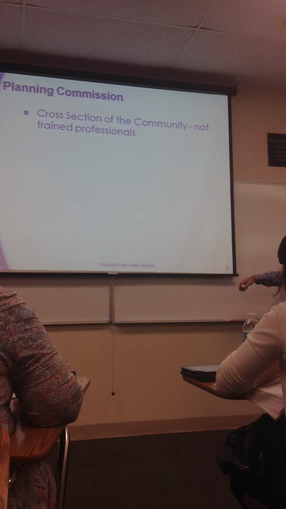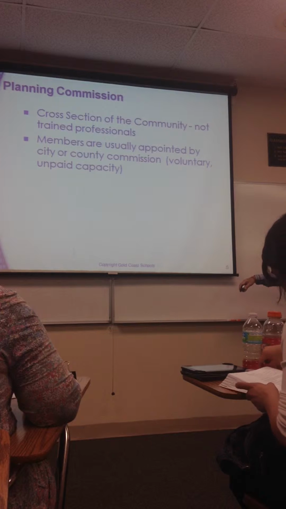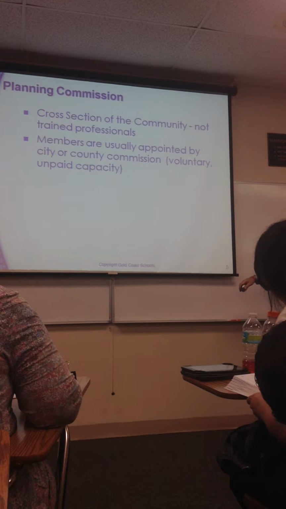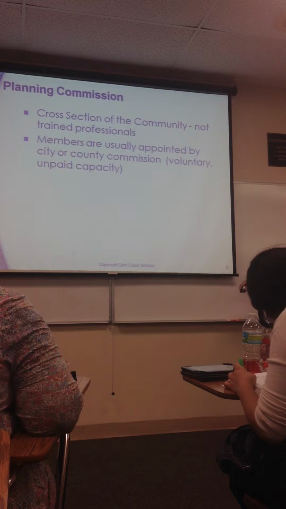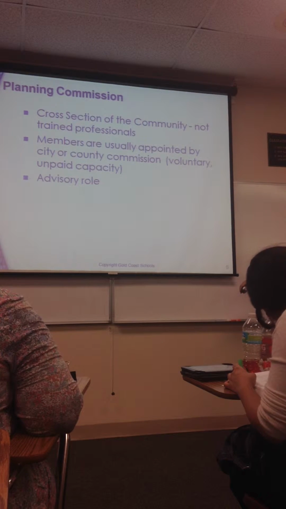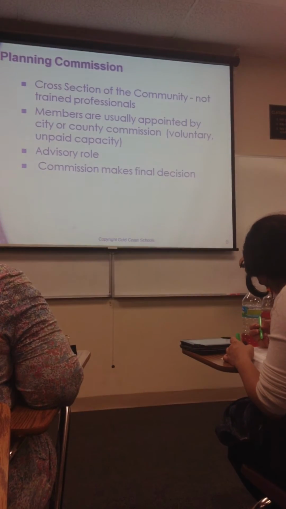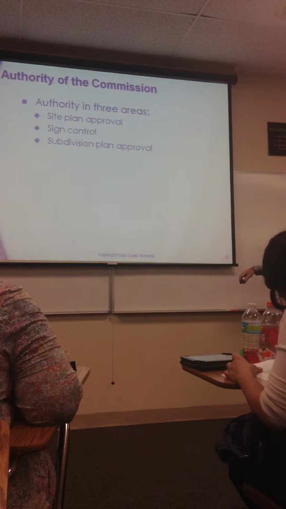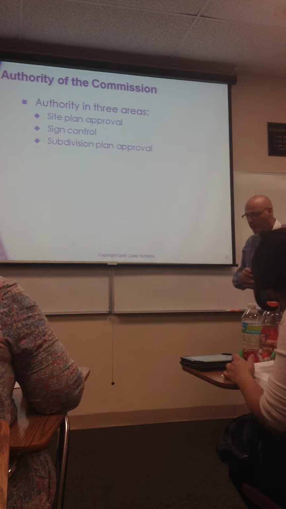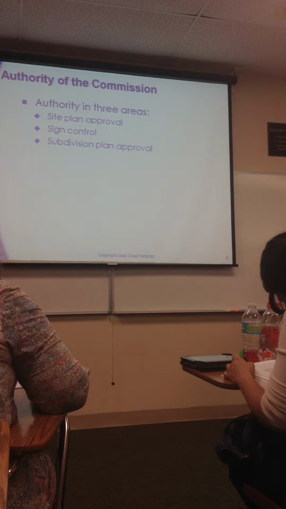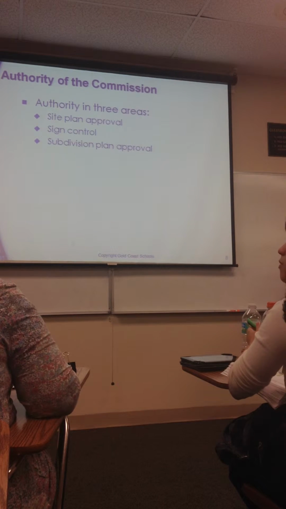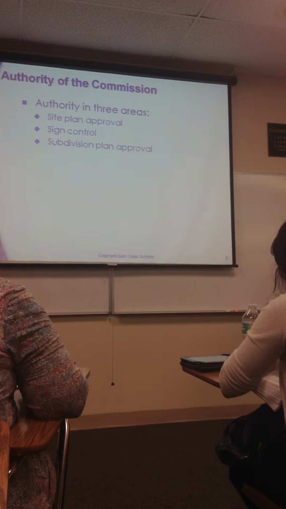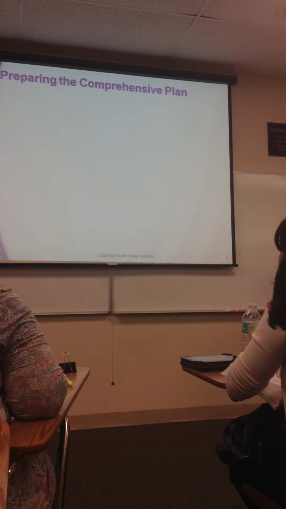Now, the Planning Commission, just remember this for the state exam, are appointees, not trained professionals. They're appointed by the city or county commission in which they serve. They're supported, however, by a staff of professional planners, and they act in an advisory role to the commission. The Planning Commission has final authority in the community in only three areas: site plan approval, subdivision plat map approval, and sign control in that city.